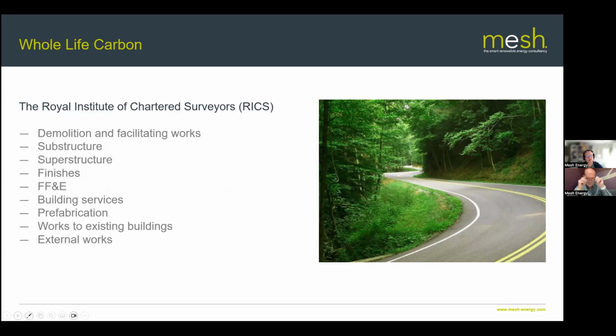So captured within the RICS structure, when we're looking at whole life carbon, we're talking about everything from demolition and facilitating works if you've got a brownfield site. We're examining the carbon in the substructure, the superstructure, so the framework, the finishes, the FF&E, building services, any prefabrication, works to existing buildings, and we can also examine external works as well, such as landscape, hard surfaces, and so on and so forth.